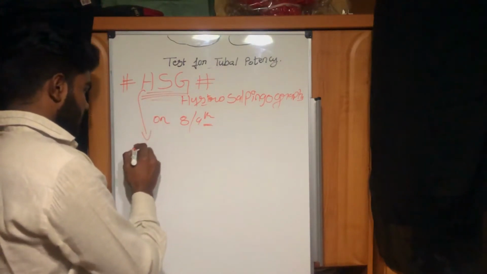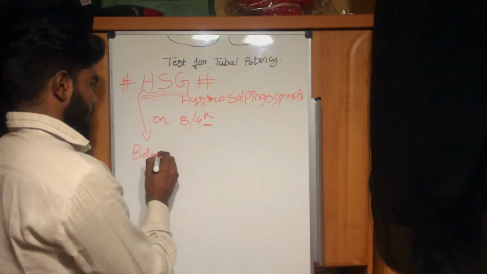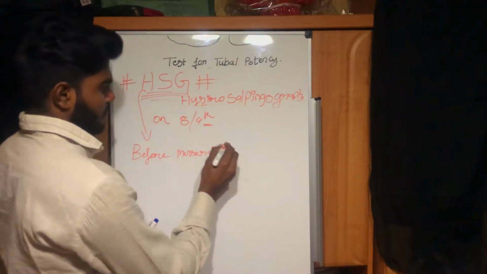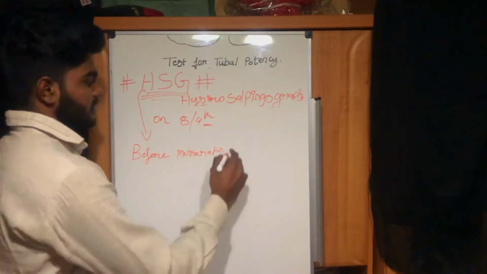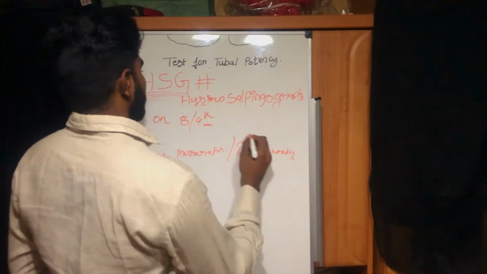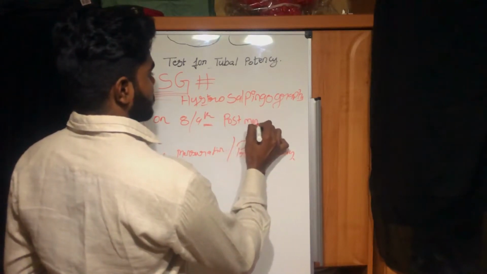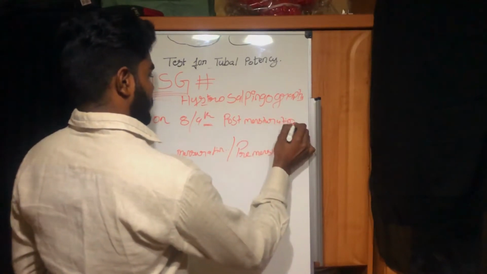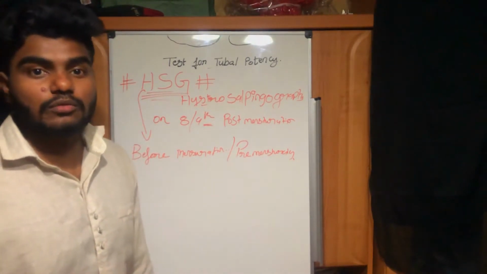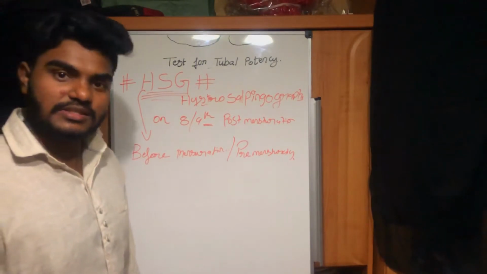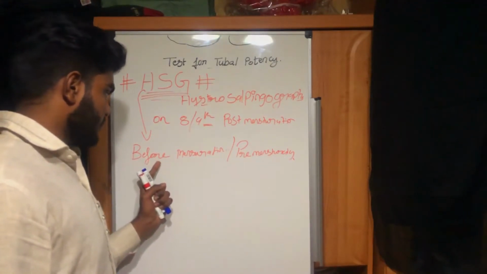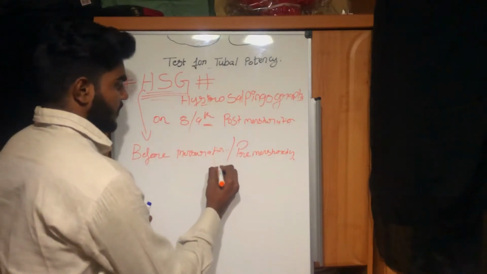Don't do HSG before menstruation, or premenstrually. Do it post menstruation. That's the main thing. You can get the question of when you will proceed with the HSG: on the 8th to 9th day after menstruation. That's post menstruation, but before menstruation or pre-menstruation is fully contraindicated.